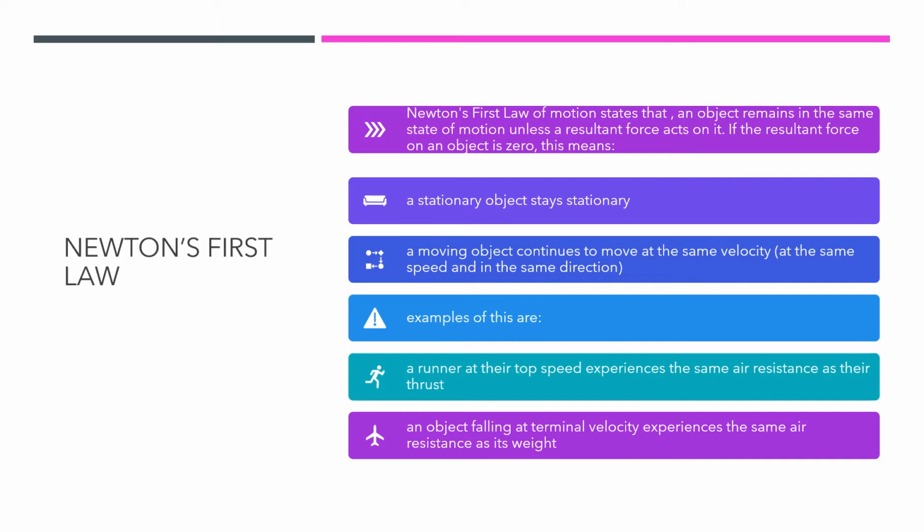So some other examples of Newton's first law: a person who's standing still, two forces act on him, and if he stays still, that means the forces are balanced. And if a car moves on the road at steady speed, that means the forces are balanced.